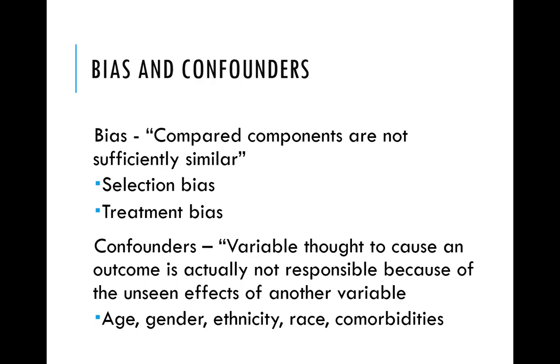What are these confounders now? These confounders are variables that are thought to cause an outcome, when it is not actually responsible because of the unseen effect of another variable. So these confounders could be the age, the gender, the ethnicity, the race, or comorbidities. Comorbidities like diabetes and hypertension.